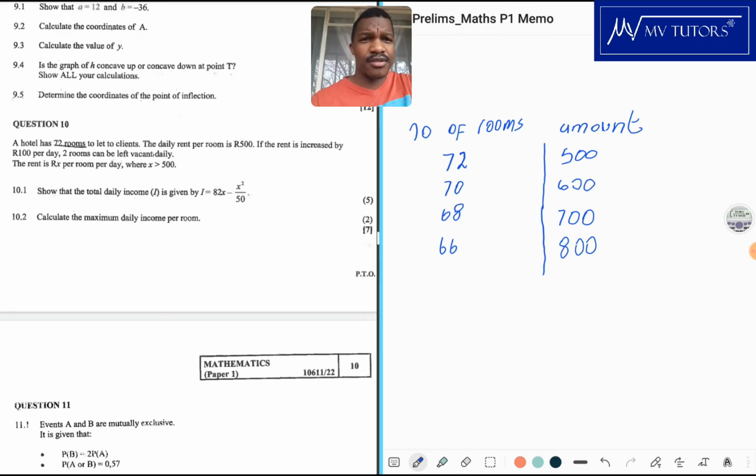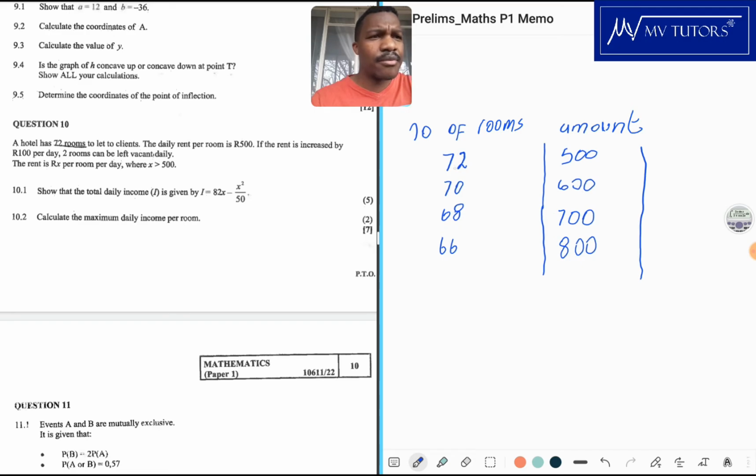Now, that's what these statements mean right here. The last part says the rent is X amount of rands per room per day, where X is greater than 500. So X is from 600 rand because it's greater than 500, from 600 and going down. Now, what I want to do then is that I really just want to multiply these values so that we can see how much the income is. Because remember, income is given by number of rooms times the amount. Okay, so if we read question 10.1, it says show that the total daily income is given by that.